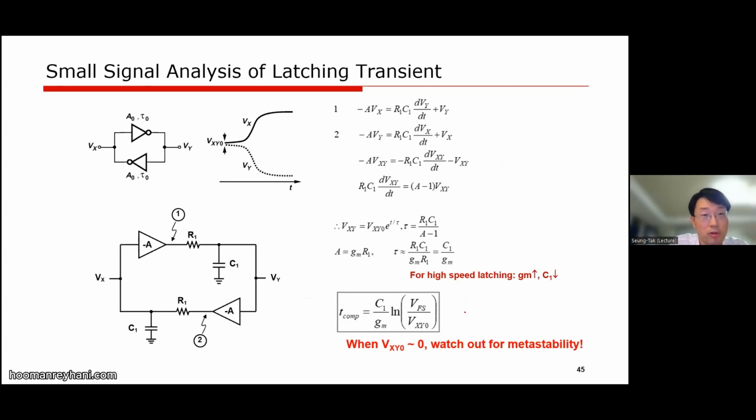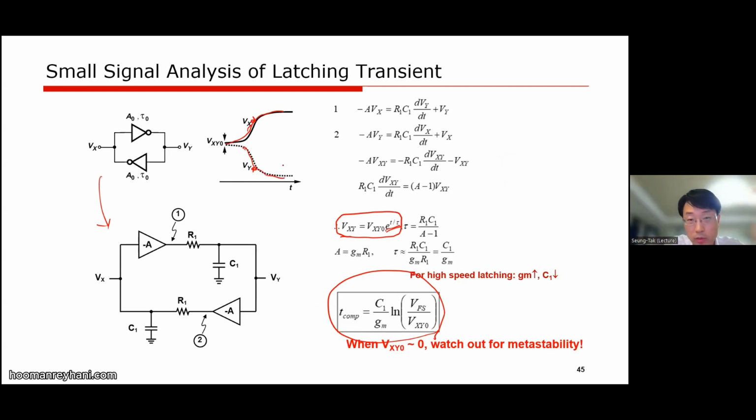So if we solve the small signal model of this inverter, then we can find the output voltage behavior, which is positive exponential. As time goes, it develops exponentially. And then as it reaches VDD or ground, the inverters are not amplifiers anymore. I mean, the gain will be reduced, right? So they will saturate like this.